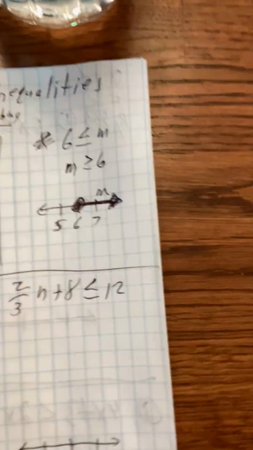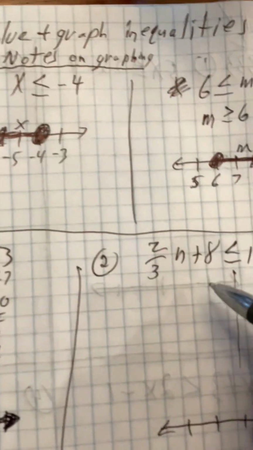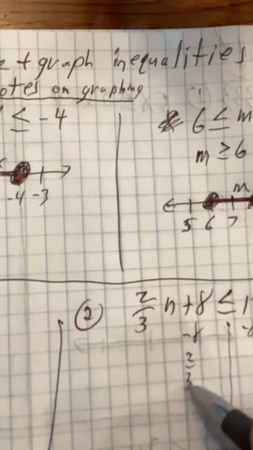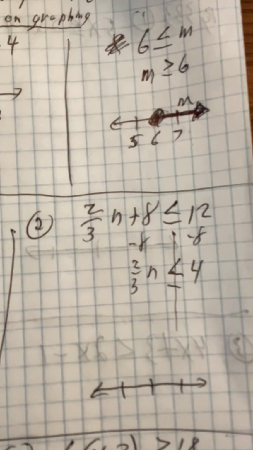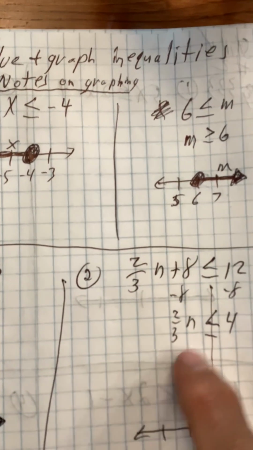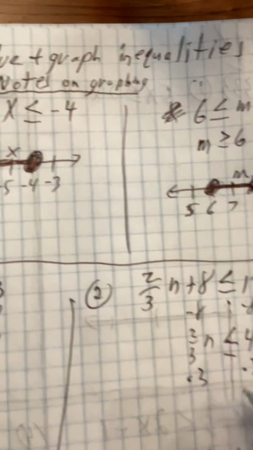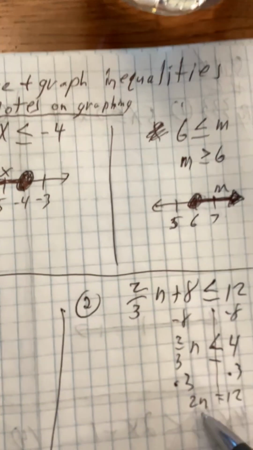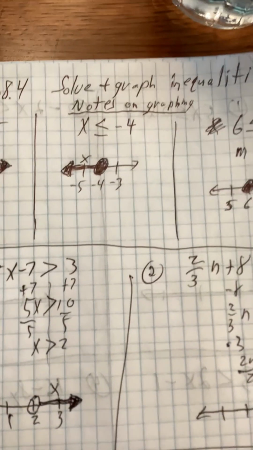Solve and graph. So here, I'm going to draw the line just lightly. So I'm going to subtract 8 from both sides, and adding and subtracting never flips. 2/3 n is less than or equal to 4. And really, maybe the easiest way is to do this one step at a time. I'm going to get rid of the denominator. I'm going to multiply both sides by 3. And so 2n is less than or equal to 12. And then I'm going to divide by 2, so n is less than or equal to 6. I guess that's the safest way.